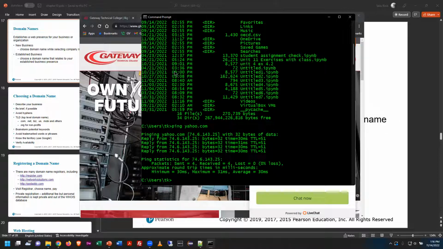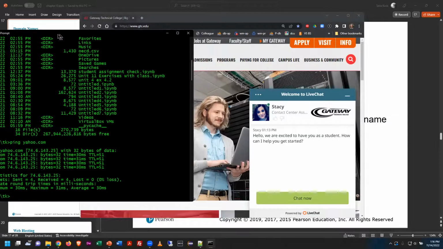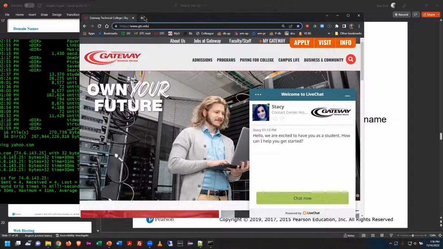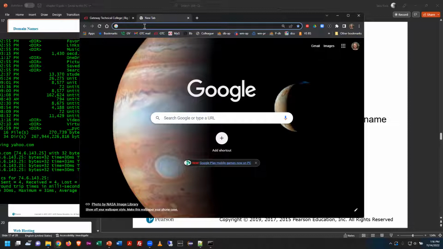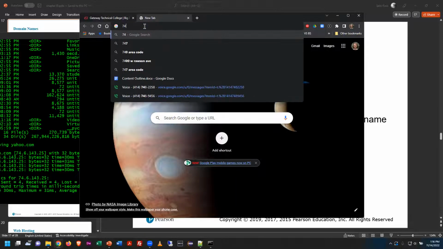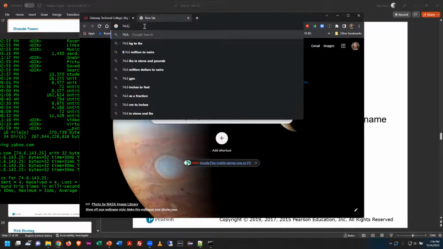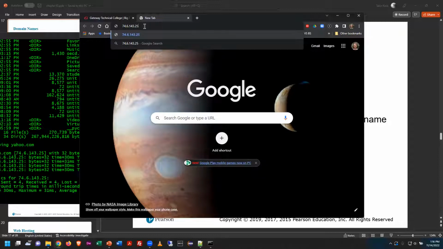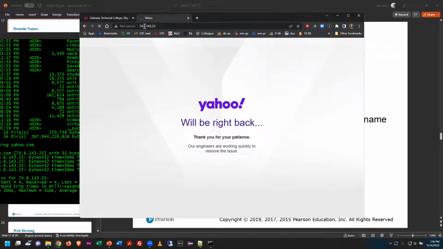74.6.143.25. Okay, don't believe me, we can take that IP address. I'm just going to slide it over a little bit like this so I can keep the browser open. And I'm going to type that IP address, 74.6.143.25, and press enter. And it takes me to a Yahoo website. I want you to notice it's not taking me to their main web page.